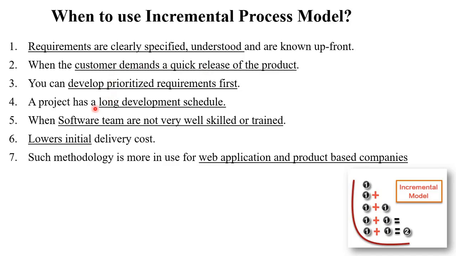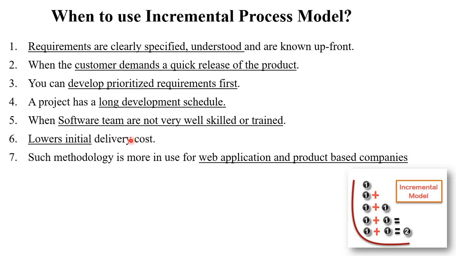Now, the next thing is the project has a long development schedule. Suppose a particular product, for example, the college management system, they want multiple modules again, like alumni module, then training and placement module, in this way. So this is a long-going project, not a short project, right? So the incremental process model is used for long development projects. Okay. The next thing is here the software team is not very skilled or trained, because you need to develop a project module by module.